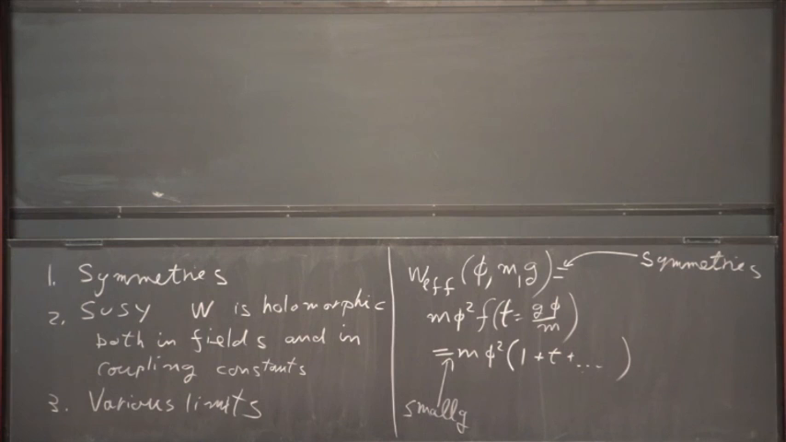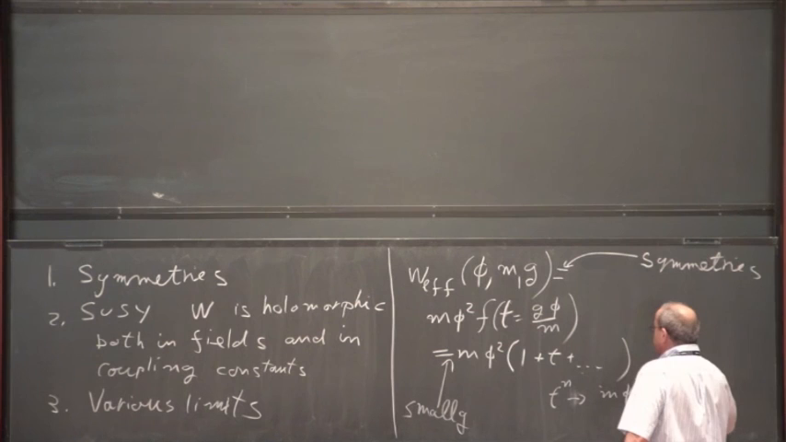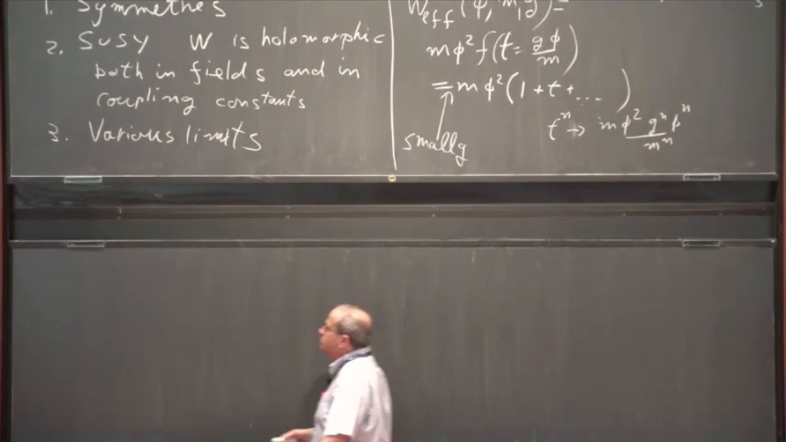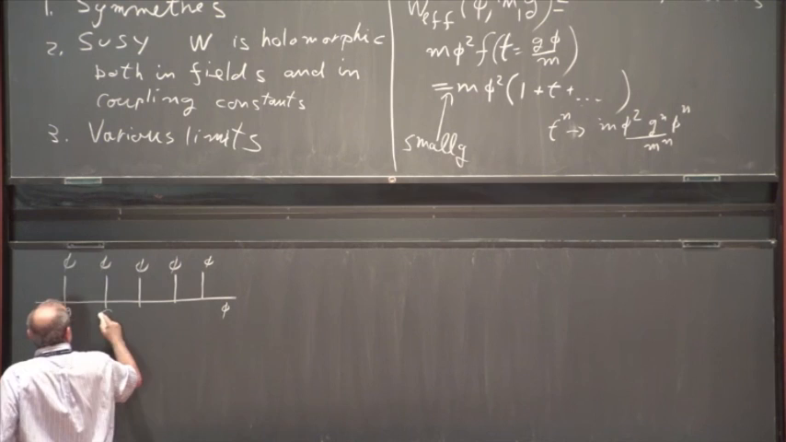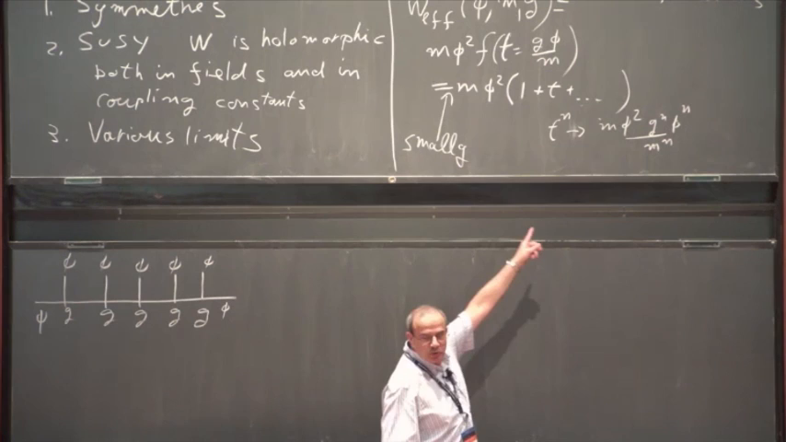So let's examine where these other higher order terms could come from. One term we can get is, say, t to the n. So that would give us a term like m phi squared times g to the n, phi to the n, over m to the n. And such a term can indeed be generated by a diagram like that. So such a diagram exists, and such a diagram indeed leads to such a correction to the superpotential.